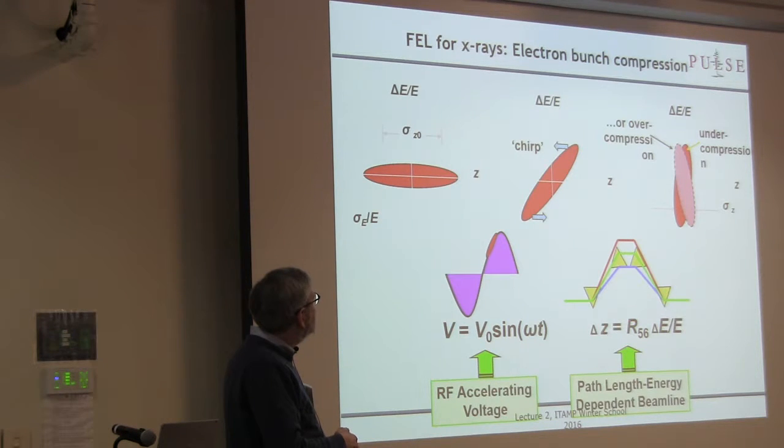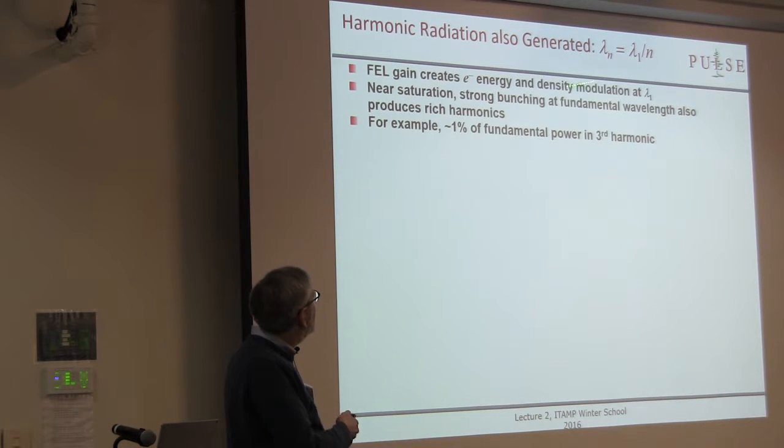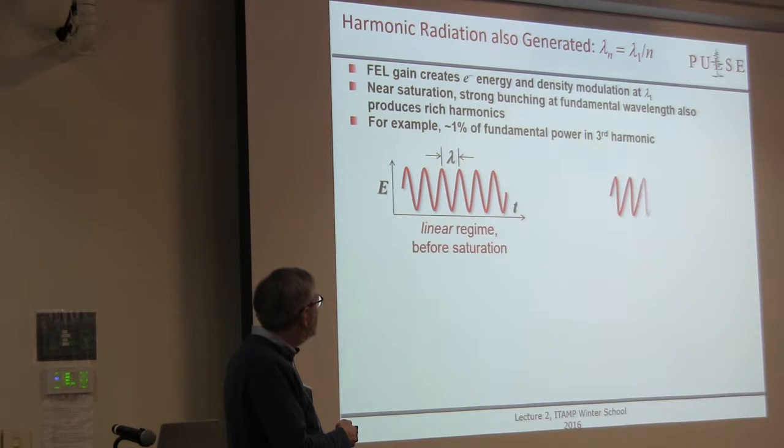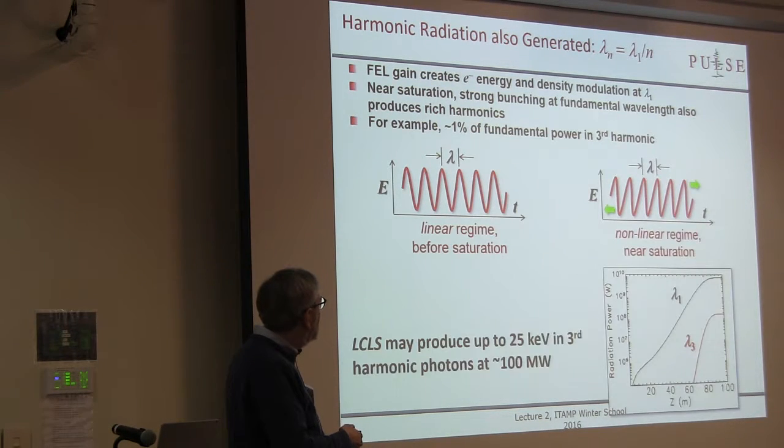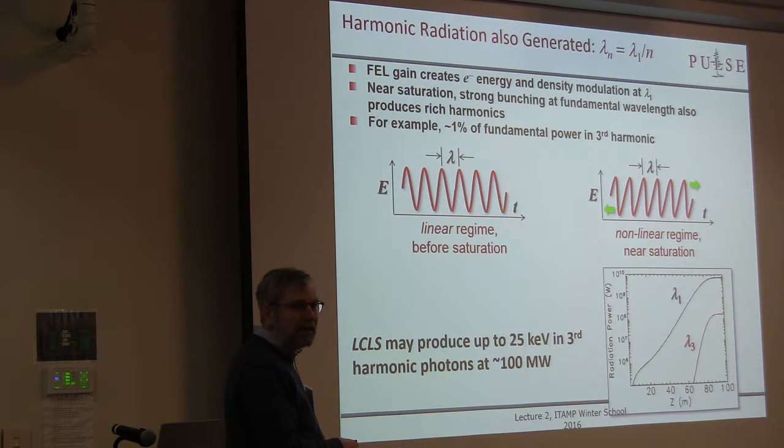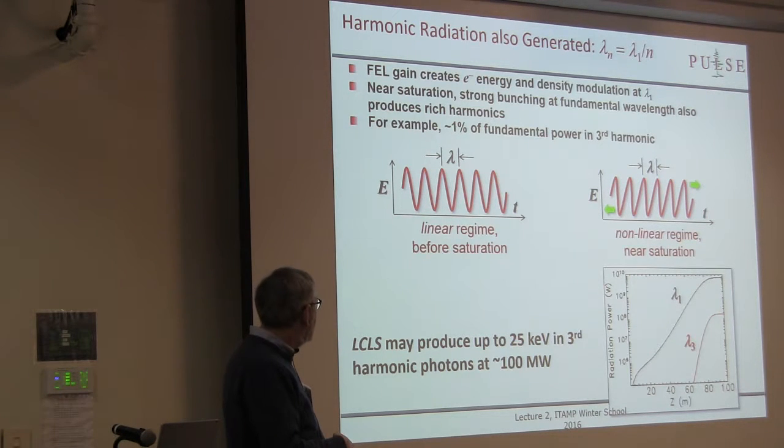Okay, FELs for harmonic radiation. The FEL gain creates a density modulation, but that means that you can also be on resonance for harmonics. And they're weaker, but they're not so weak. So LCLS actually does produce about 100 megawatts in the third harmonic, while it's busy producing tens of gigawatts in the fundamental.